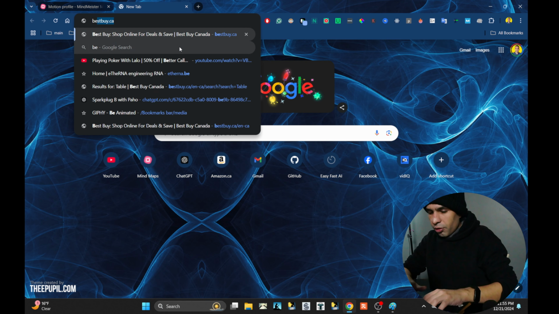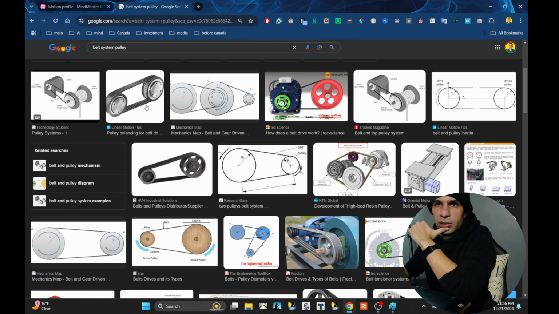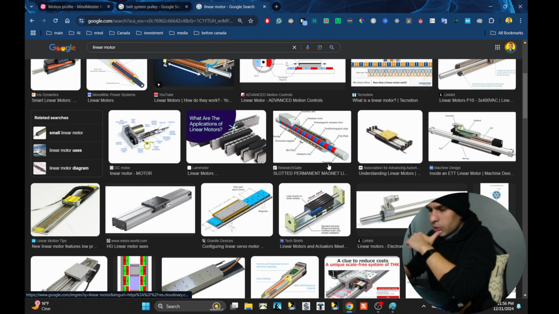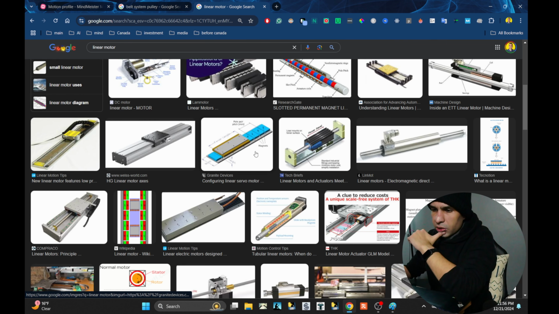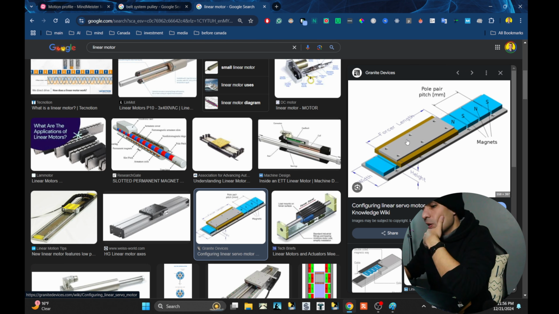Okay, for example, something with a belt system is not really rigid. Something like a linear motor, these guys, they are really rigid.